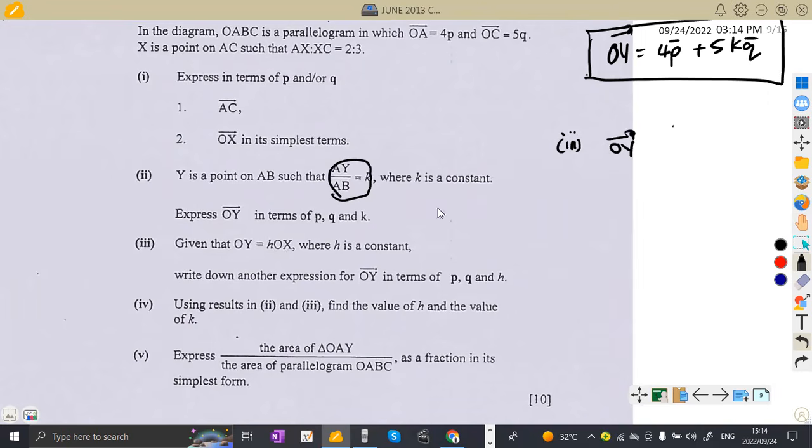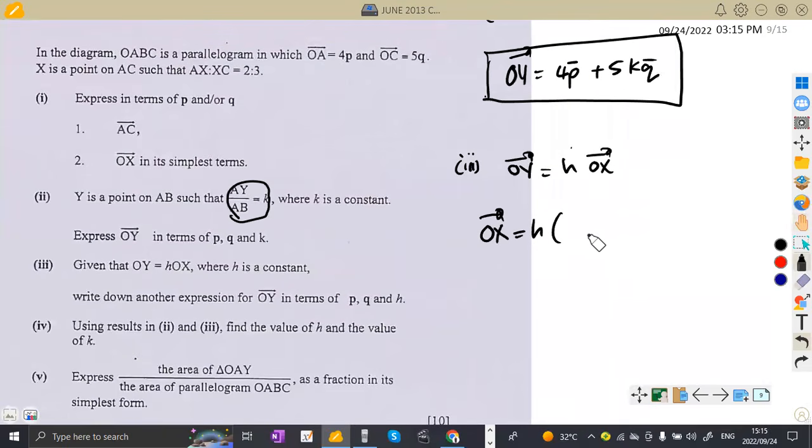Now you're given that OY is equal to H times OX, where H is a scalar, a constant. Write down OY in terms of what? Just like what we did previously, we have to substitute H times OX. Did we calculate OX before? Yes, we calculated it. Remember, we got 12 over 5P plus 2Q. That was our OX.